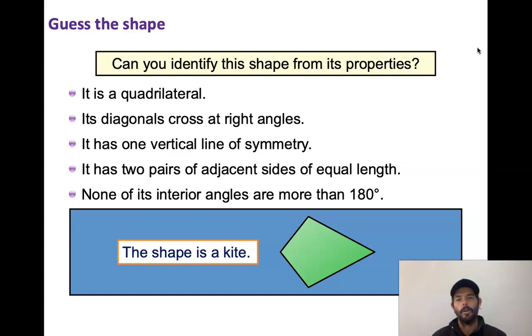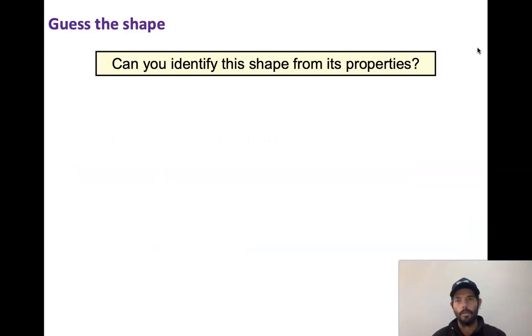Okay, so there's a point that's arguable there, because in the current state that the kite is in at the moment, it would be a horizontal line of symmetry, going from left to right. It has two pairs of adjacent sides of equal length, as discussed earlier, and none of its interior angles are 180 degrees.